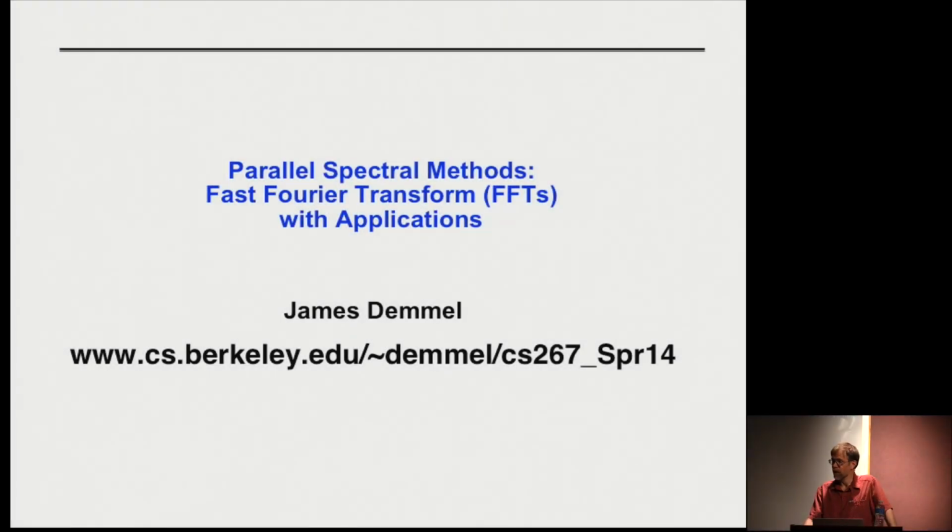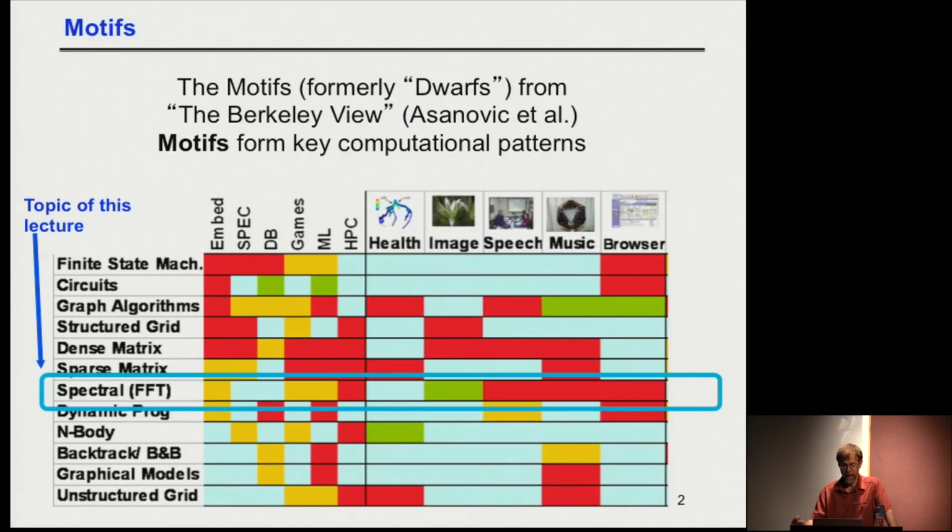Working our way through all the motifs, or the dwarfs, here we are at the fast Fourier transform and many of its relatives. I'm going to concentrate on the fast Fourier transform, but in particular, a lot of my data will be for the 3D Fourier transform, since that's what people use a lot of in practice.